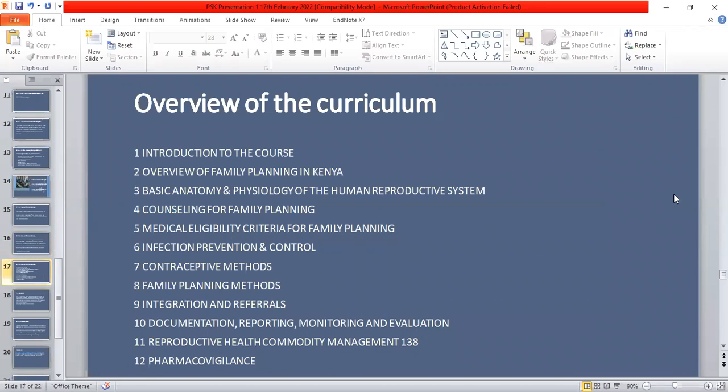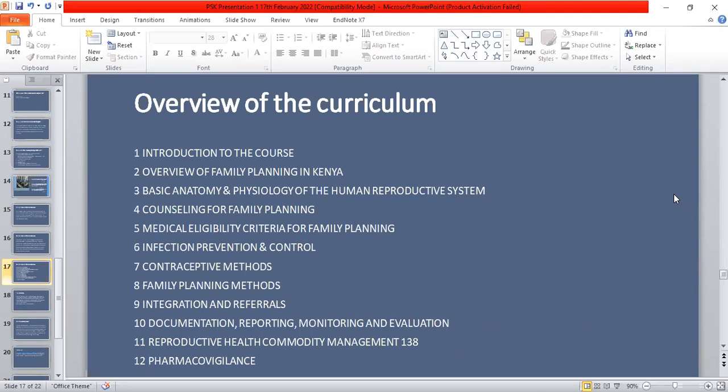So an overview of the curriculum, again, these are some of the topics found in that curriculum. One is introduction to the course, overview of family planning in Kenya, basic anatomy and physiology, counseling for family planning.